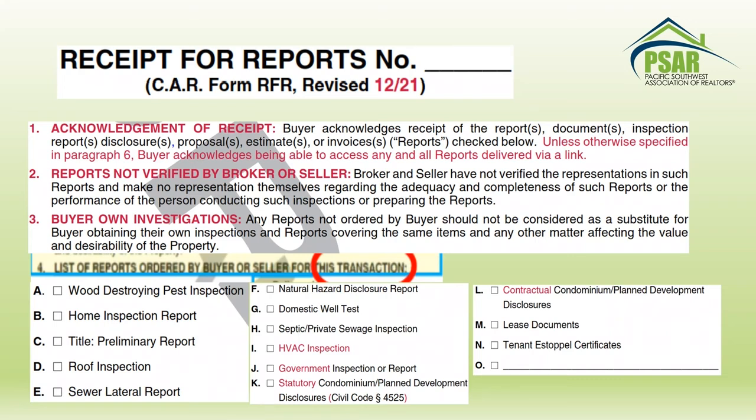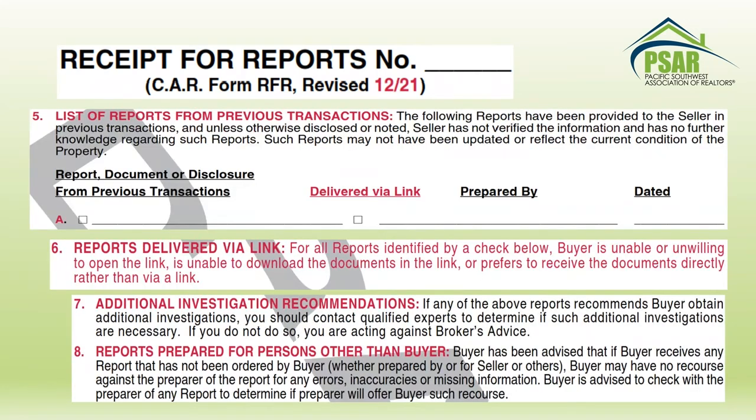And then there's a list of all the different ones that we see a lot that are the normal inspections. You can check the box. And again, that's for this transaction. Then we go on to paragraph 5, list of reports from previous transactions.